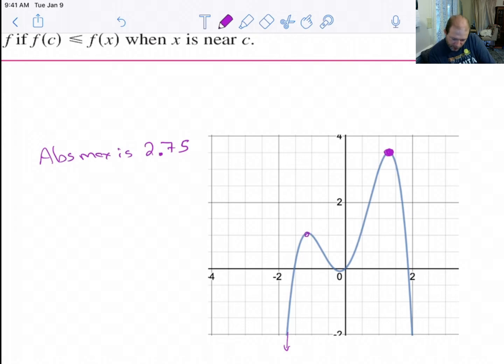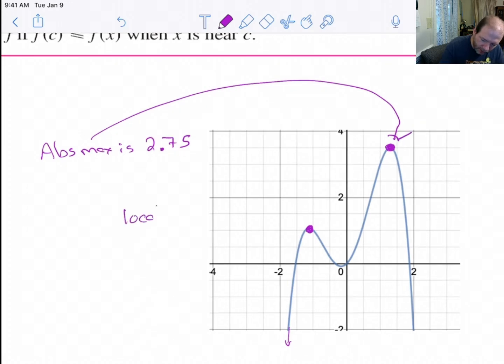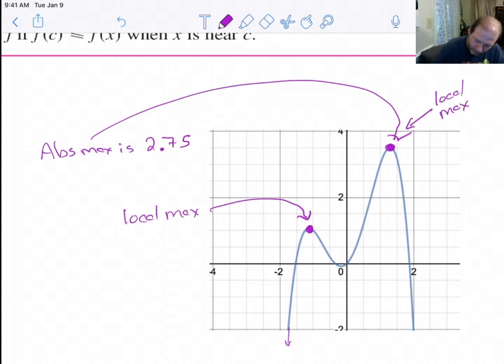Now this value here is a local max. Local maxes, you can think of them as being like a hilltop. So that's a local max, and this over here is the absolute max. It's also a local max. Now down here we've got a local min. That's a local minimum because it's a valley.